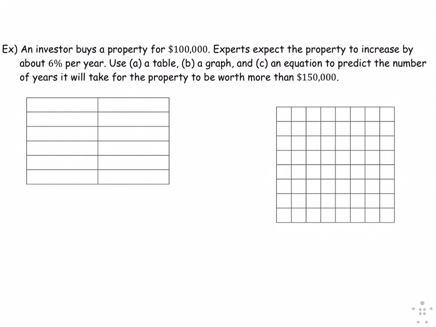In the last example, we'll look at investing. We buy a property at $100,000, and experts, based on the market research that they've done, expect the property to increase by about 6% per year. And we could use a table, a graph, or an equation to predict the number of years it will take for the property to be worth more than $150,000. So we'll start off with a table, then we'll look at the graph, and then we'll come up with an equation to model.